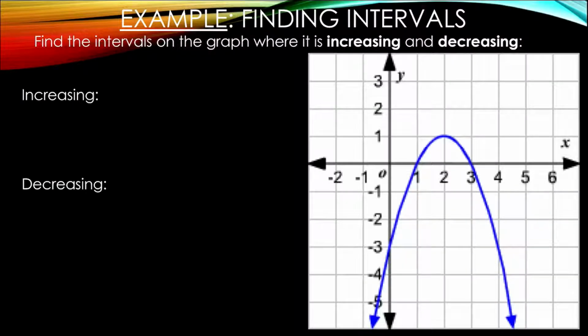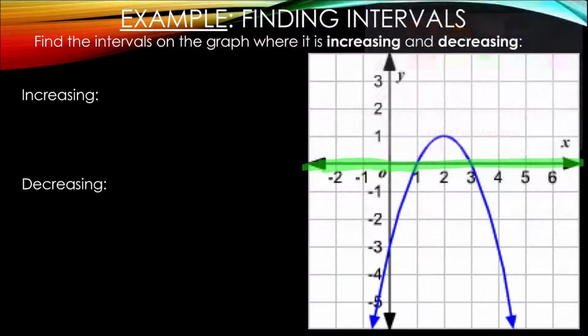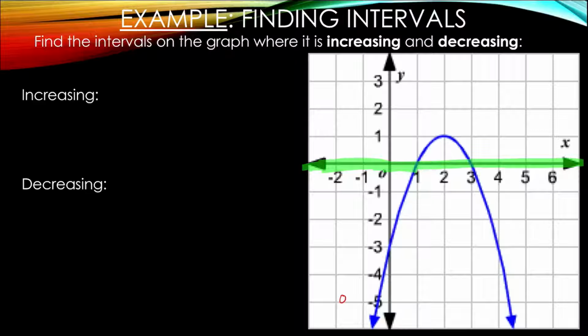So, example: finding intervals. Find the interval on the graph where it's increasing and decreasing. When we are talking about intervals, we are talking about x-axis quantities. So we are going to use the numbers on my x-axis, that axis in green, to describe what's happening with the y. When I want to talk about when it is increasing, I'm saying where am I going uphill? I have my little person here at the beginning, and I notice that I'm going to have to walk uphill until I get to that vertex point.